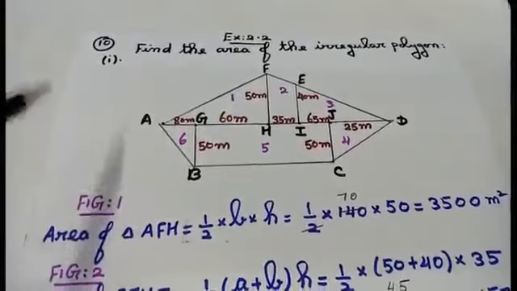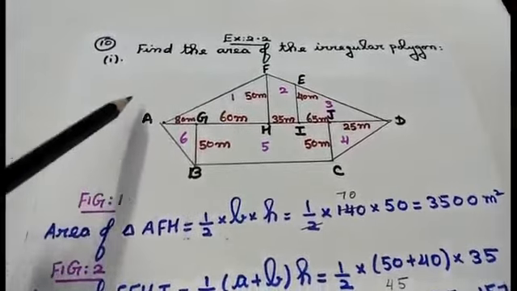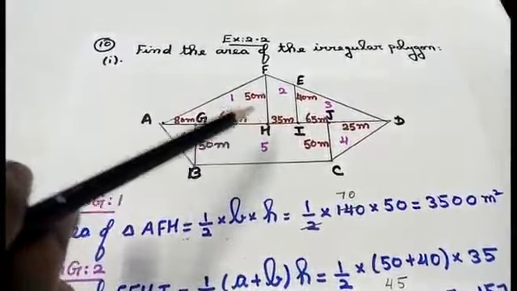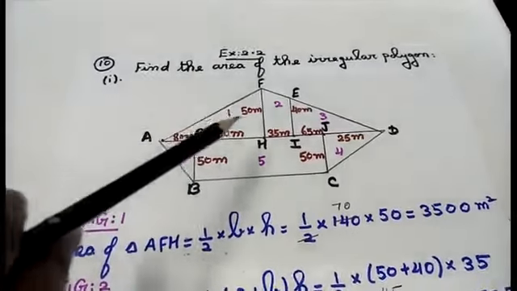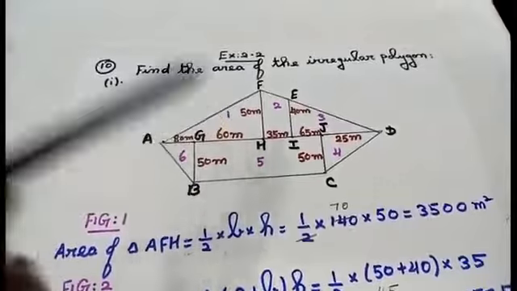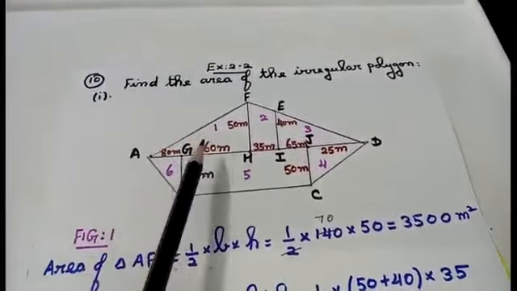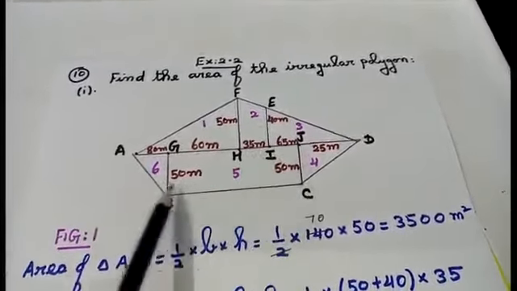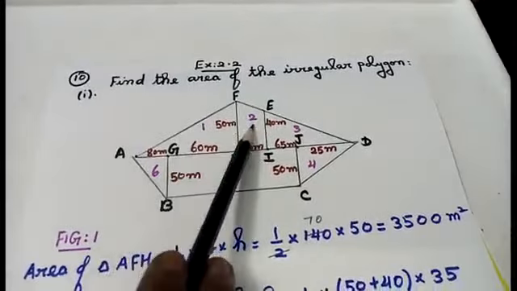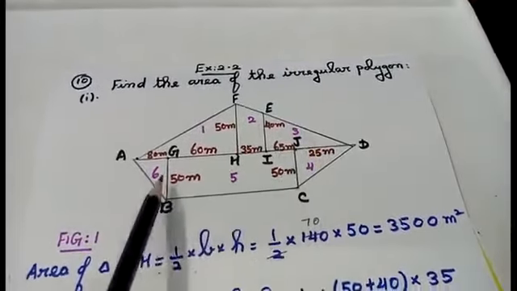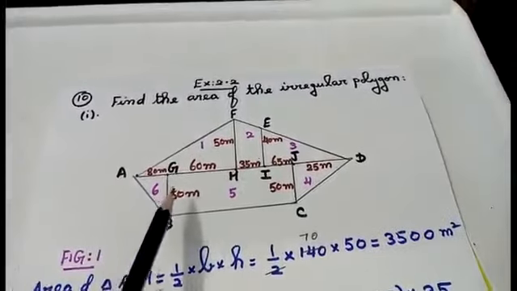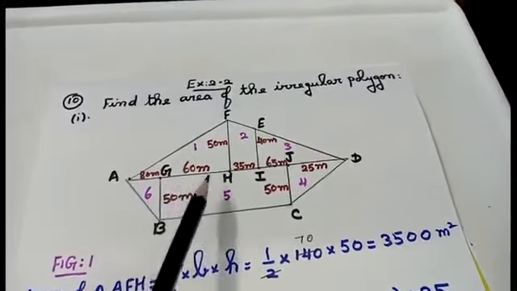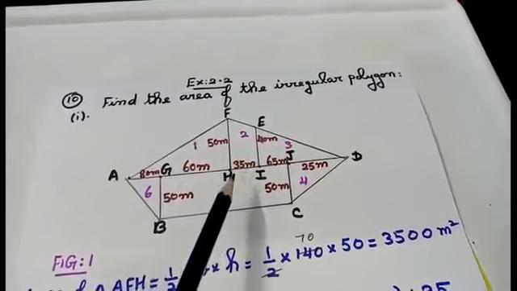Exercise 2.2, 10th sum. We are going to find the area of the irregular polygon. They have given you the diagram, students. If you see the diagram, it is in the shape of an irregular polygon. Totally it is divided into 6 parts, that is 1, 2, 3, 4, 5, 6. For these 6 parts, I am going to take each figure separately and find the area.